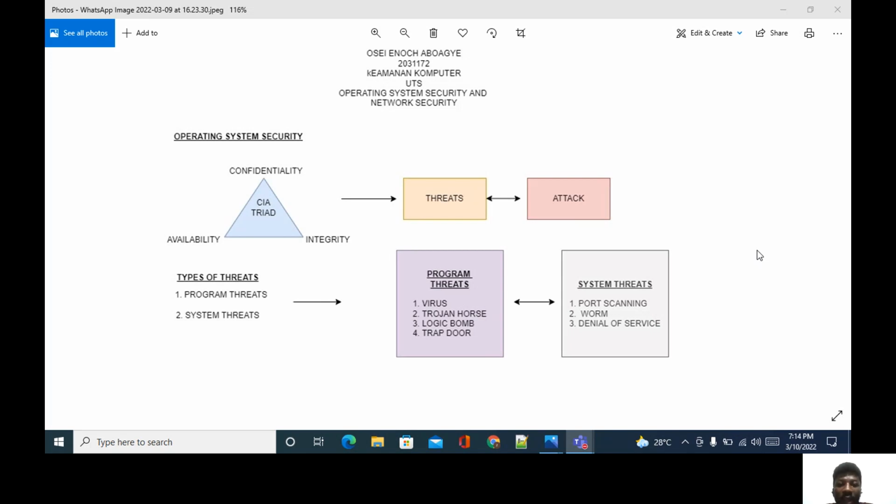But why should operating system be secured? So we will look at why operating systems should be secured. Without an operating system, your computer cannot work, or your system will never work. Okay, so let's look at the operating system security. What is an operating system security? And I have this diagram here. So I'll use this diagram to explain the meaning of operating system security.